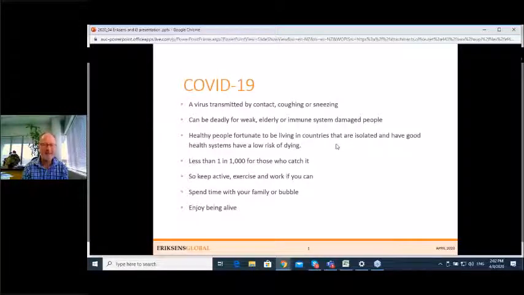It is a bit of an experiment, and I'm not going to talk about COVID-19 for very long because most of you are probably bored stiff with it all, except to say that in healthy people who live in countries that are isolated, like Tonga and Samoa and Nauru and Tuvalu, and to a lesser extent New Zealand, and those that have good health systems, there's a very low risk of dying if you get COVID-19, less than 1 in 1,000. So the death rates aren't as high as the fear of dying which the media presents.